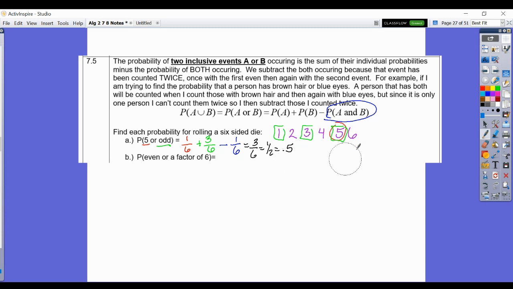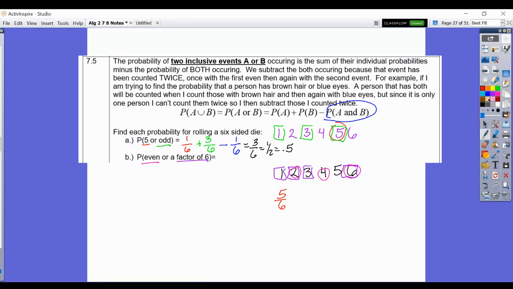All right, let's try that again. We're still doing a dice, so here's my numbers. Let's do probability of getting an even. Circle, circle, circle the even ones. The probability of it being a factor of 6. What numbers go into 6? 1, 2, 3, and 6. So one thing I like to do is just look at this, and I know that the answer is going to be 5/6, but I'm going to show you how we got there.